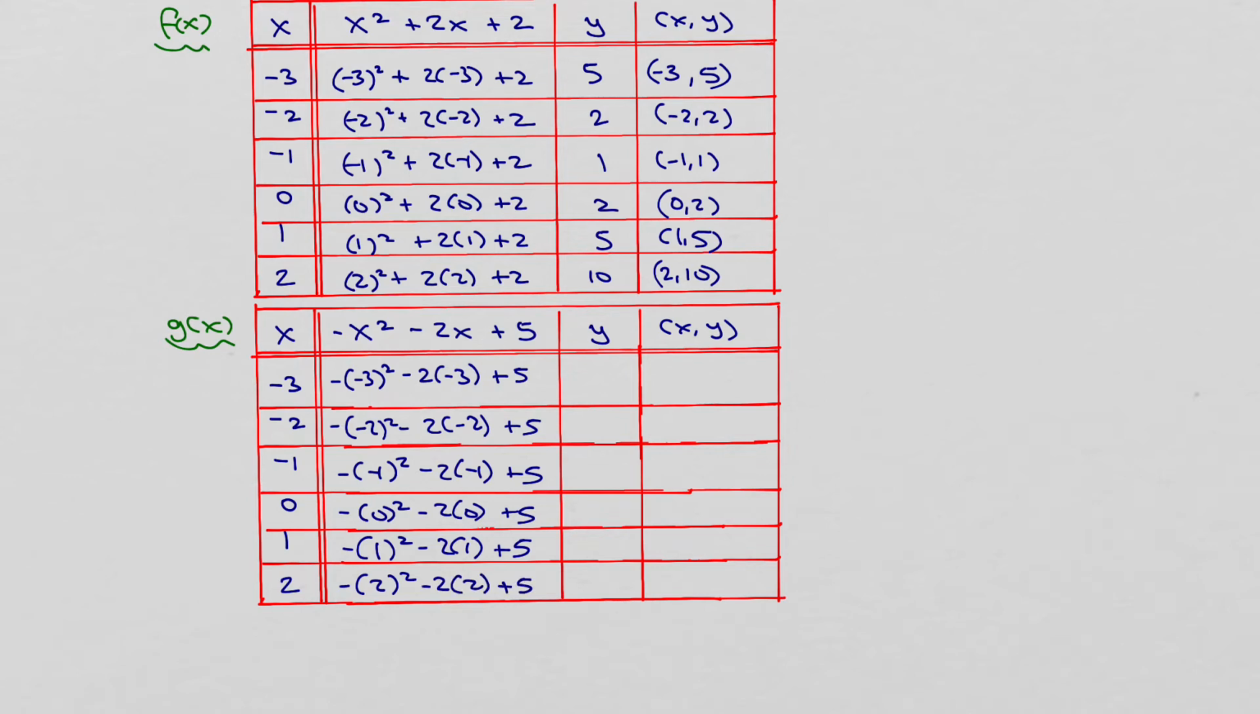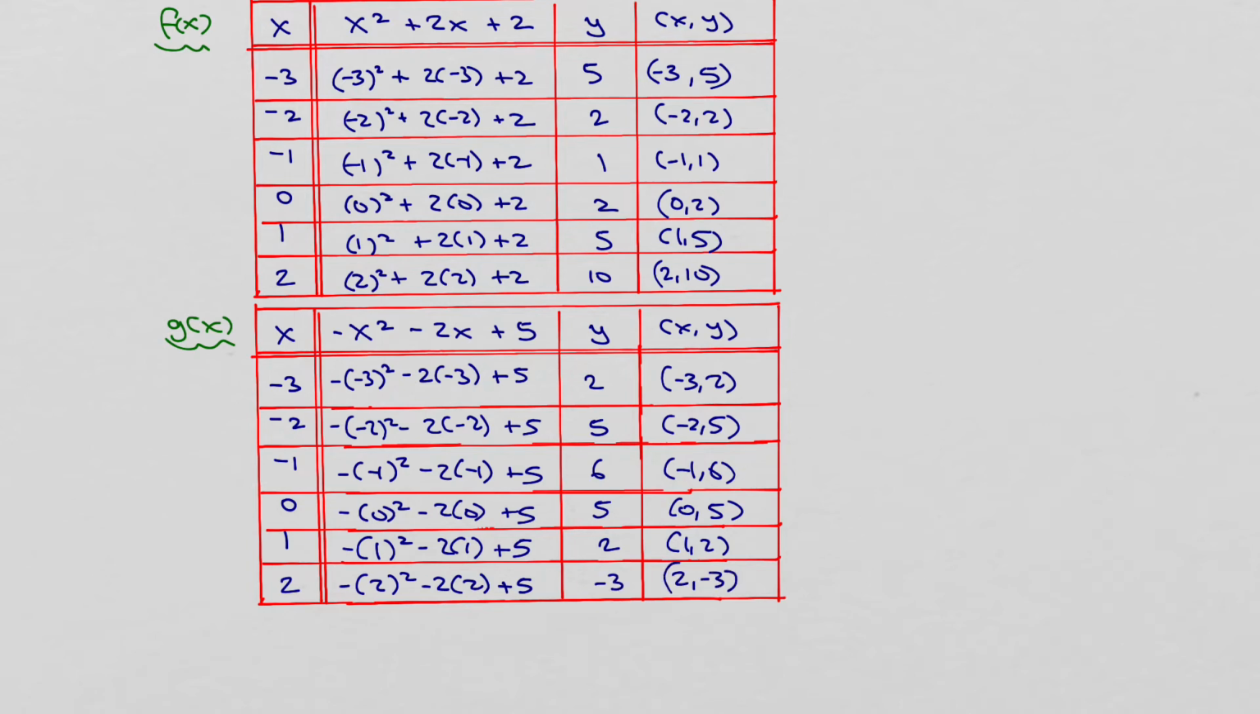which gives us 2, so minus 3, 2, and 5, we get 6, and then we get 5, we get 2, minus 3.